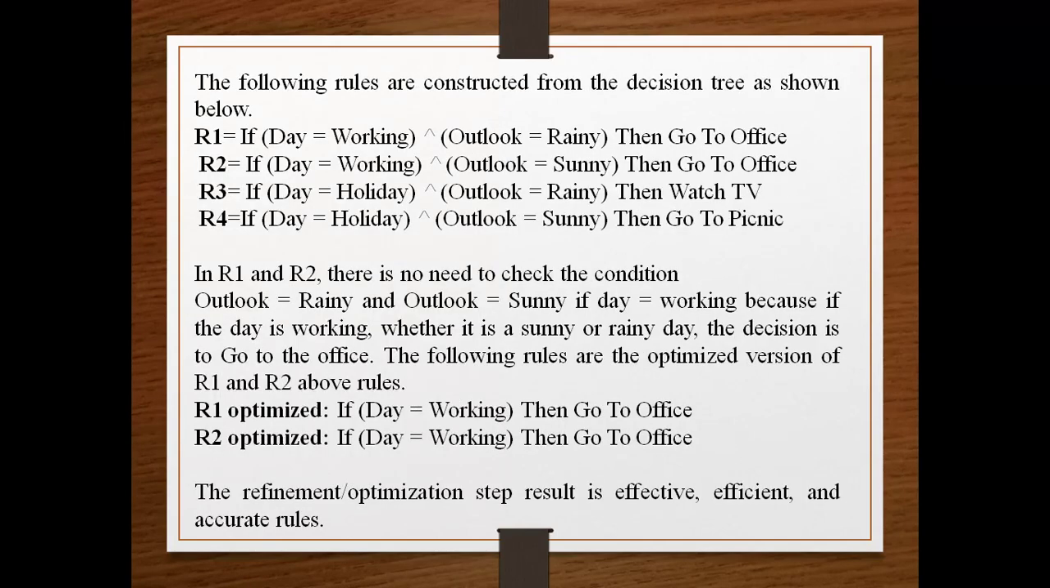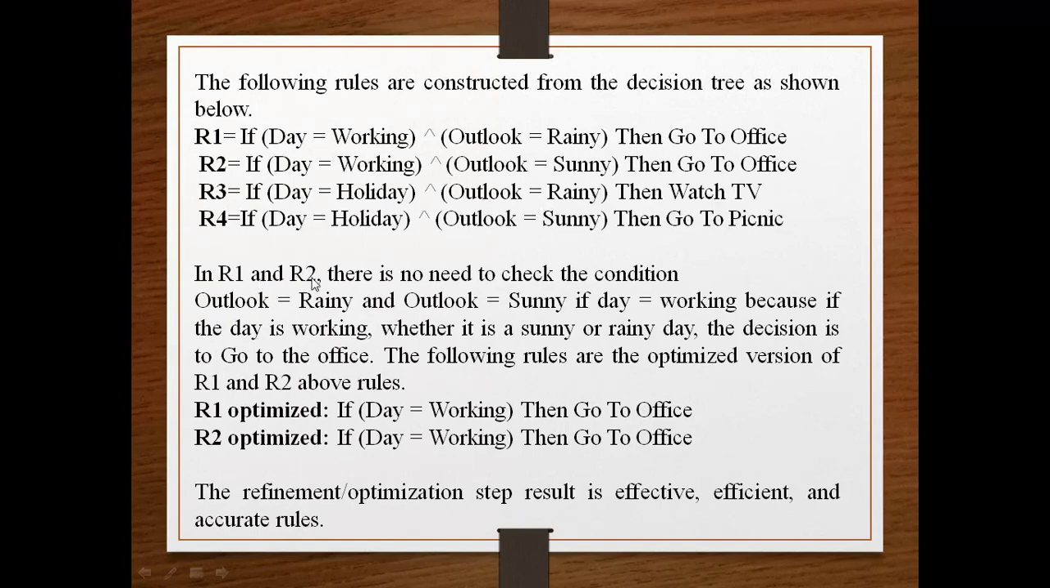The following rules are constructed from the decision tree as shown. If day is equal to working and outlook is raining, then go to office, as I just showed you with the optimization. Here, for R1 and R2, there is no need to check the condition, because if it is a working day, whether it is rainy or sunny, you have to go to the office, right? Only here you have to check the condition.